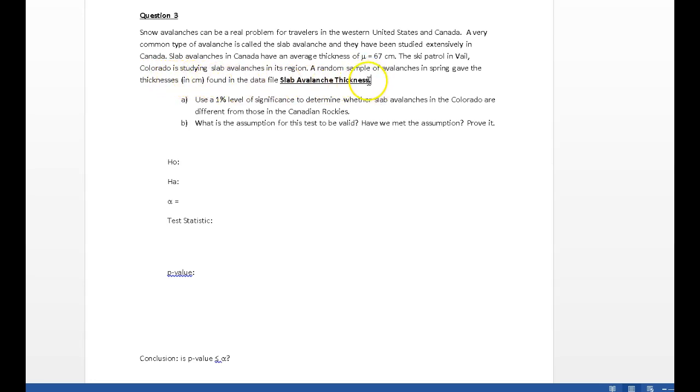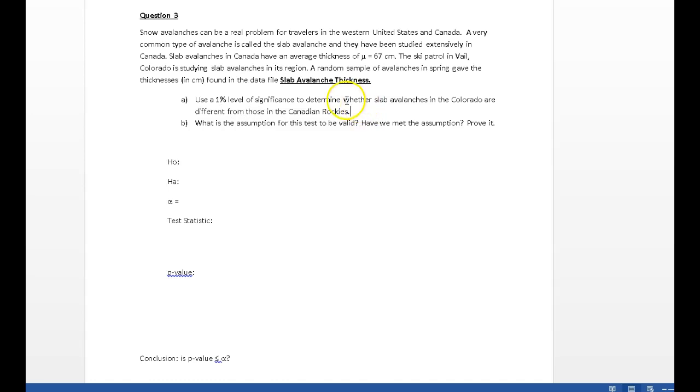Okay, so in this data file, which we'll go into in a minute, we have some information of slab avalanche thicknesses in Colorado. Question is, use a 1% level of significance to determine whether slab avalanches in Colorado are different from those in the Canadian Rockies. Now we are basically being asked to make a decision about slab avalanches in Colorado, and we want to compare that population to a population mean of 67. Okay, so we know the average thickness of these types of avalanches in Canada is 67.